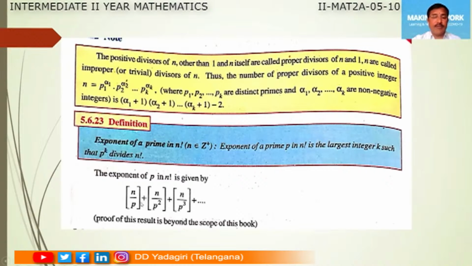So bracket of n by p plus bracket of n by p square plus bracket of n by p cube plus and so on. So this formula is given without proof. So this formula has been given to us without proof. So the exponent of a prime p in the value of n factorial is the largest value of k such that p power k divides n factorial, and that k is called the exponent of p in n factorial, right?